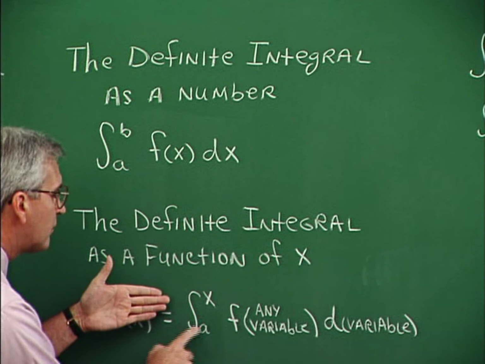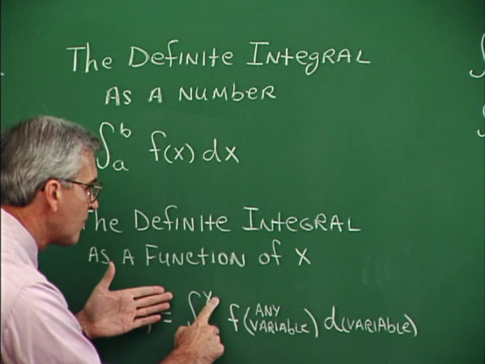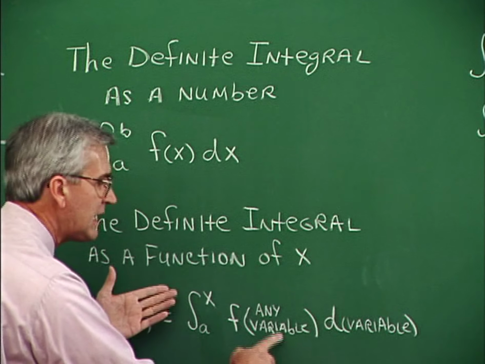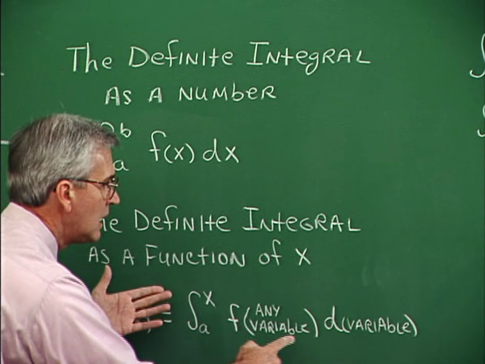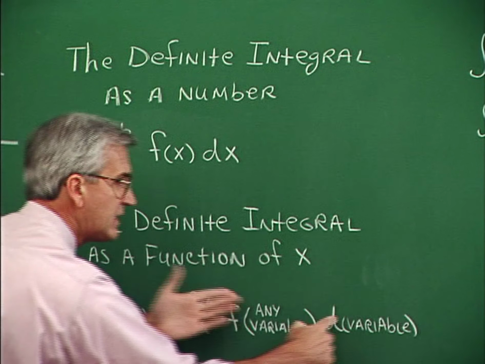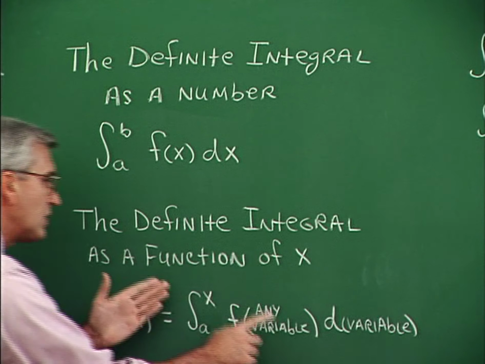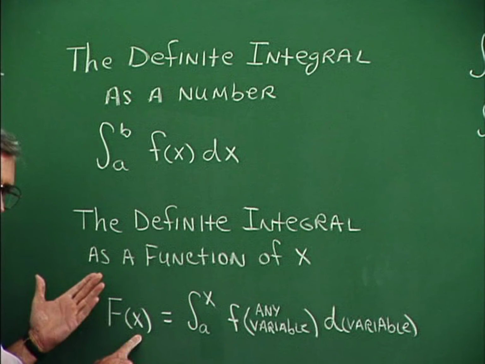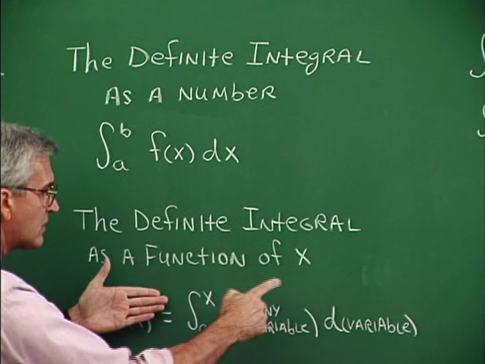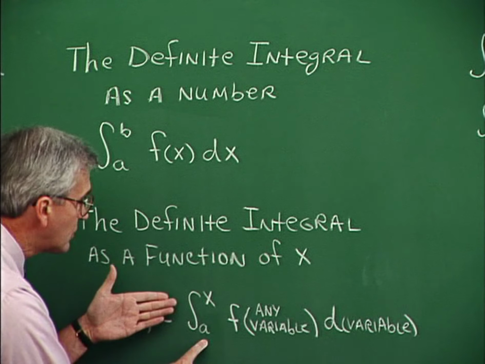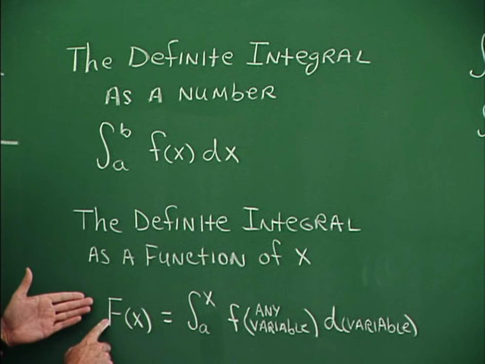We have the integral from a to a variable x of a function, and it's a function of any variable, f of t, f of c, f of d, whatever, times d of that variable, f of t dt, you see, for example. Then it turns out that this is an antiderivative function in terms of x. Why is that? Well, because this is big F of x minus big F of a, remember. And so what we're talking about here is a function in terms of x.